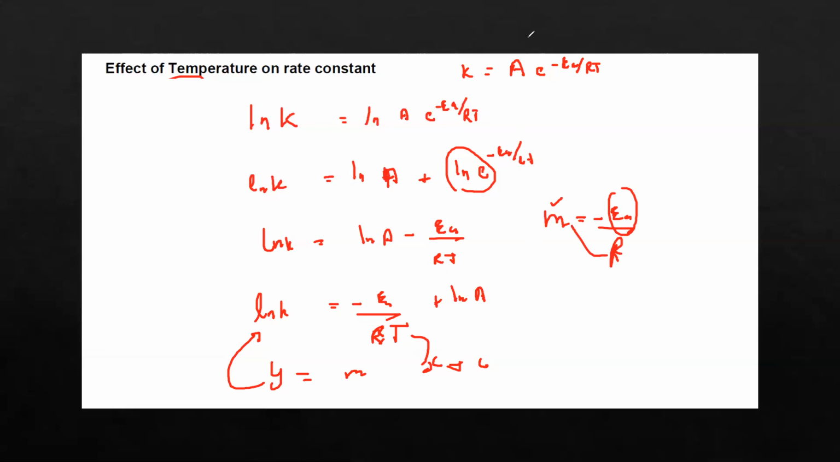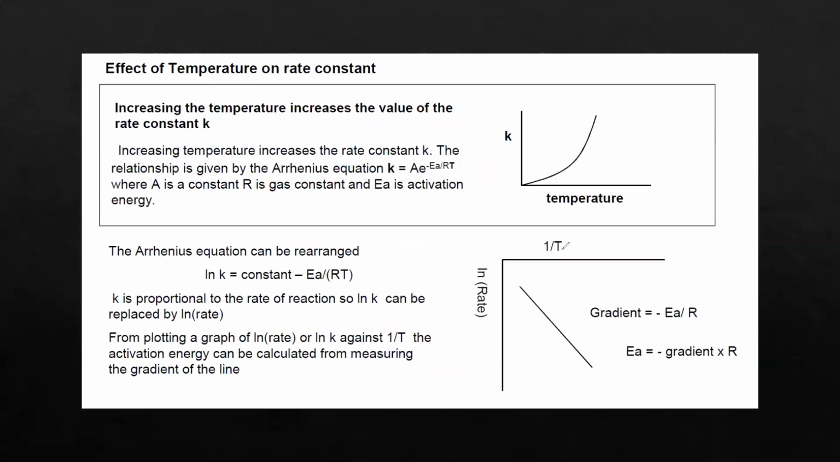So when you sketch a graph for ln k versus 1 over T, you will find a gradient. Your gradient will be minus EA over R, so gradient multiplied by R, the general gas constant, you can find the activation energy for any chemical reaction. Is this graph clear?